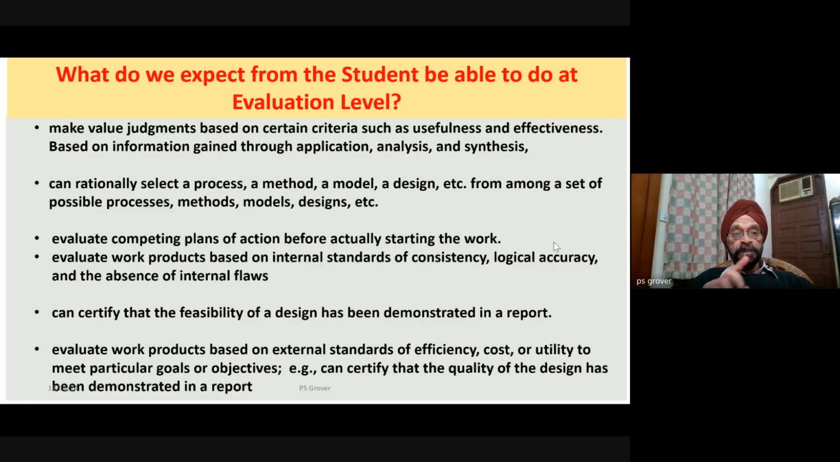Similarly, what do we expect from a student to be able to do at the evaluation level? Which means he is able to make judgments. That means his maturity, understanding, or knowledge has reached a stage where he can make value judgments based on certain criteria, such as usefulness and effectiveness, based on information gained through application, analysis, and synthesis. He can rationally select a process, a method, a model, a design, etc., from among a set of various processes. That means he is able to make a decision: which method to use, which process to deploy in a given context.